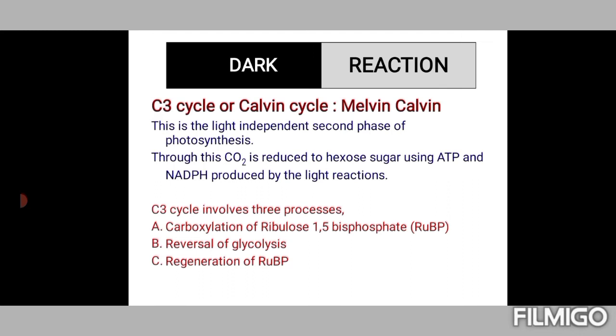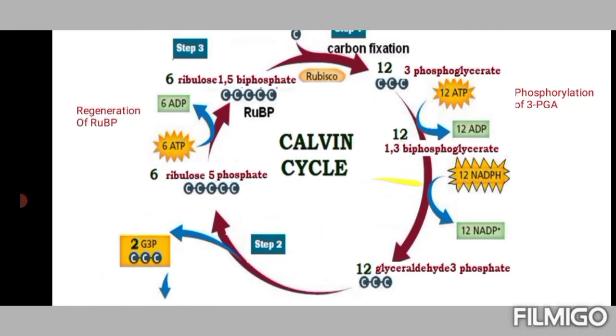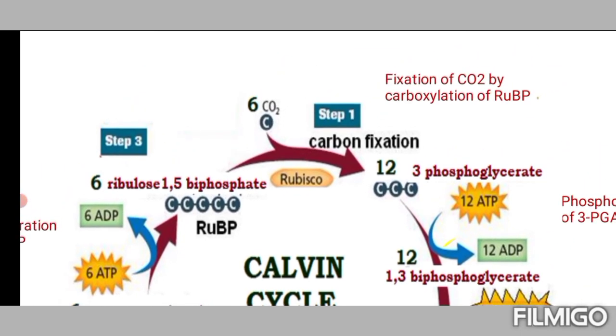The process in a nutshell involves reduction of carbon dioxide to give rise to carbohydrates. And three processes are involved. Carboxylation of ribulose 1,5-biphosphate, a compound abbreviated as RuBP. Reversal of glycolysis through which glucose and other derivatives are formed. As this is a cyclic process, the first compound used, RuBP, is regenerated also. You can see the details. This figure illustrates the Calvin cycle.